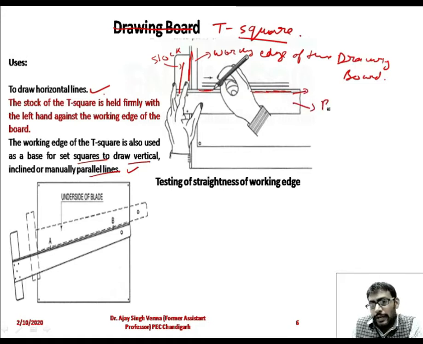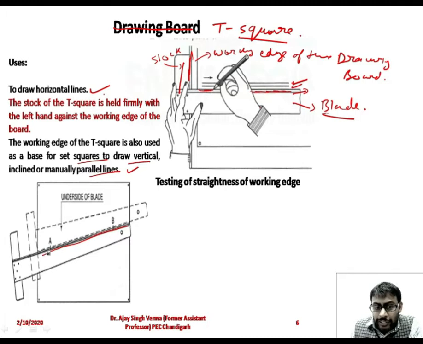This portion is termed the blade, and you can see this is the first horizontal line, and this is a second horizontal line. Both are parallel to each other. So the T square is made to draw parallel and horizontal lines. You can see the working edge, this one.